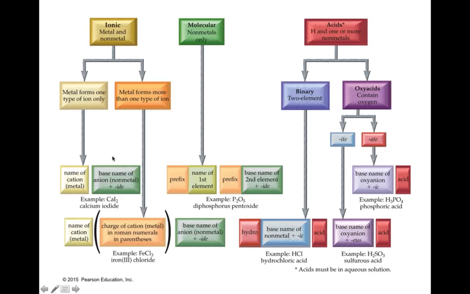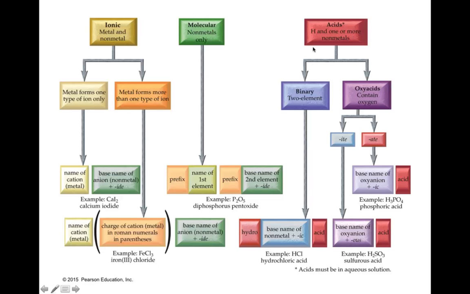So here we have P2O5. That means that we have two phosphorus and five oxygen. So it's diphosphorus, and for the oxygen we use the ending -ide, so it's pentaoxide. Ox from the oxygen and -ide from the ending of the rule for the molecular compounds.